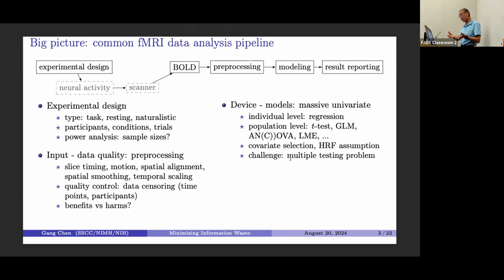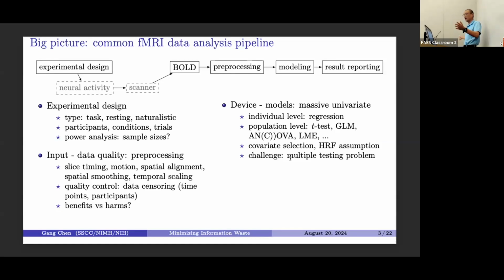So once we have the data ready, we need to fit it into the model. That's what I call the data machine. At the individual level, each participant's data will be analyzed separately. That's the model usually used for task-based analysis. Usually it's a regression model, right? So each voxel has a time series.